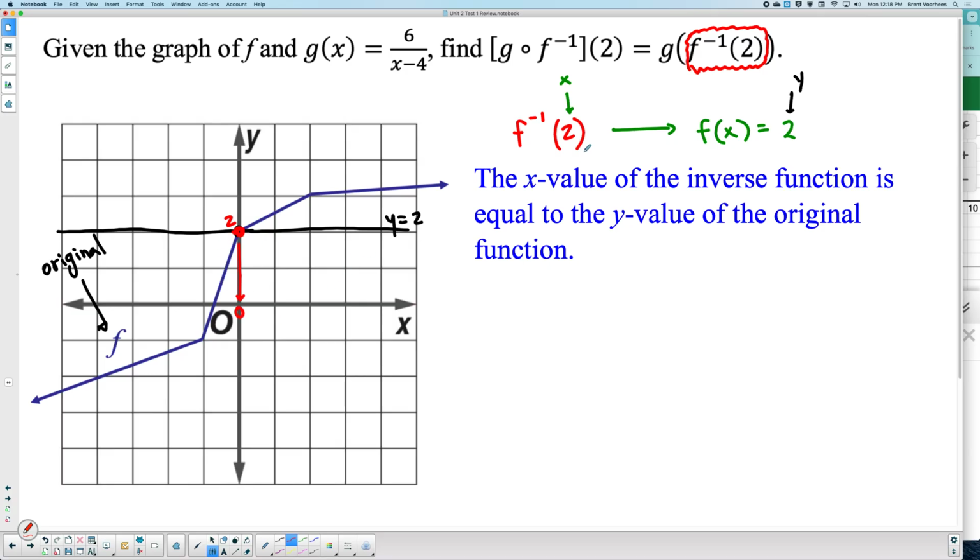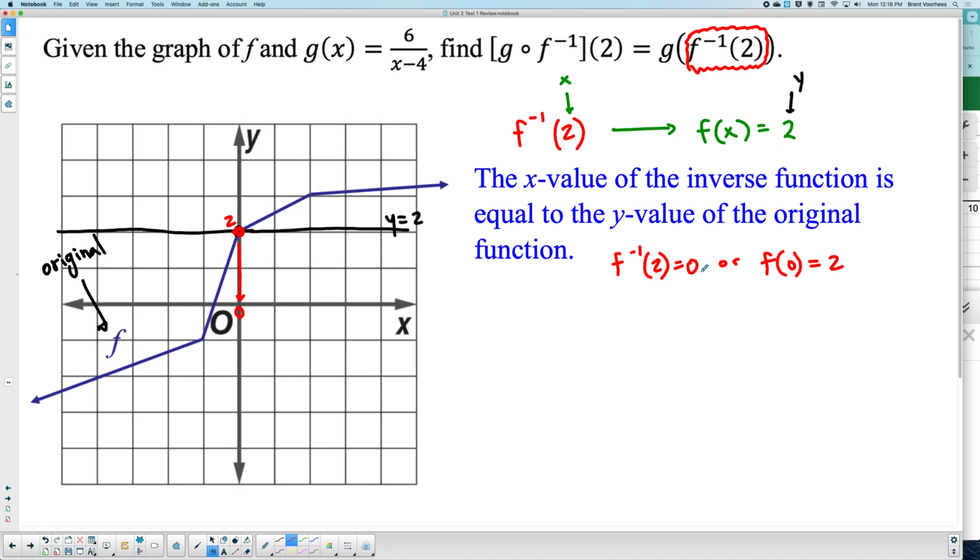Okay. Here's what that means. If this value is 2, that equals 0. So you could write f inverse of 2 equals 0. Or if you wanted to use this terminology, you could say f of 0 equals 2. Notice the only thing I switched is my inputs and outputs. And that's what happens on an inverse.